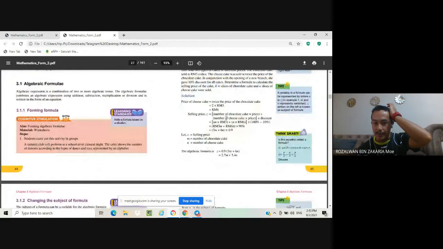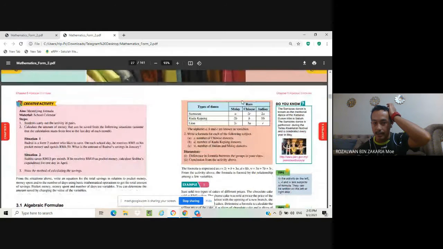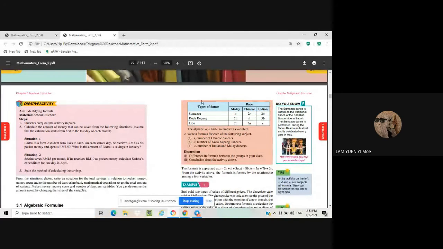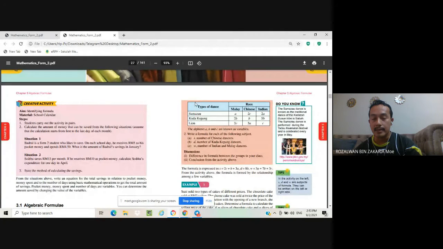page 45 in your mathematics textbook. Okay, look at here. We have one table here. Class, can you see this table, class? Yes. Okay, all right. Thank you. Okay, so this table is about the type of dance. So there is Sumazau, Kuda Kepang, and Lions. Then race: Malay, Chinese, and Indian.